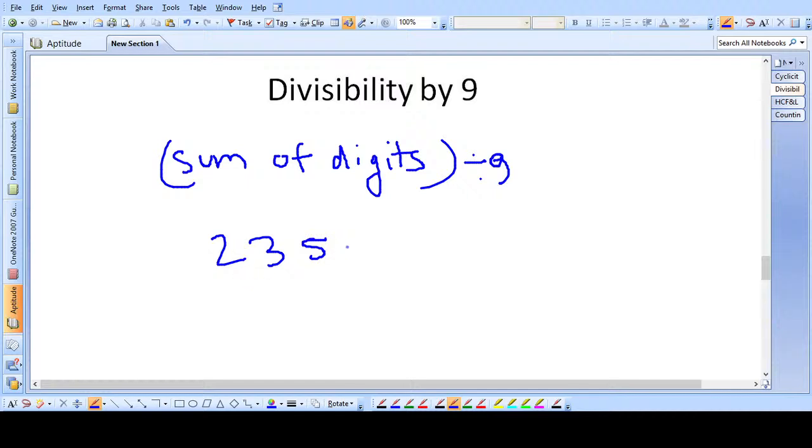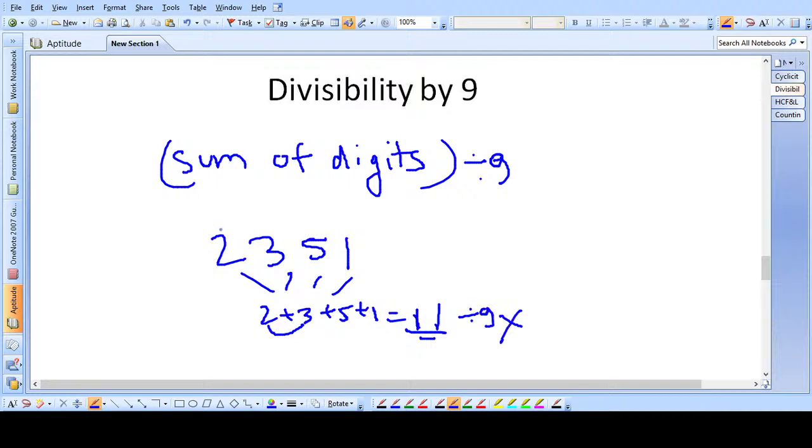Or take one more number, 1. Let's take the summation of all these digits. So what is this? 2 plus 3 plus 5 plus 1. 2 plus 3 is 5, 5 plus 5 is 10, and it will be 11. So the sum is coming 11 and it is not divisible by 9. Hence this whole number 2351 is not divisible by 9.